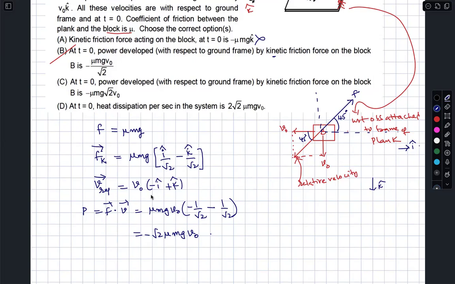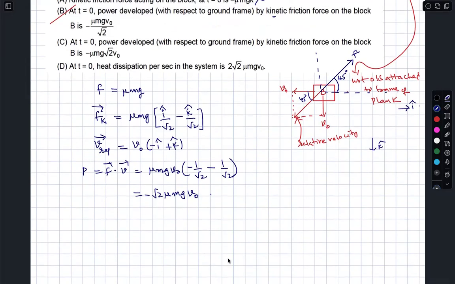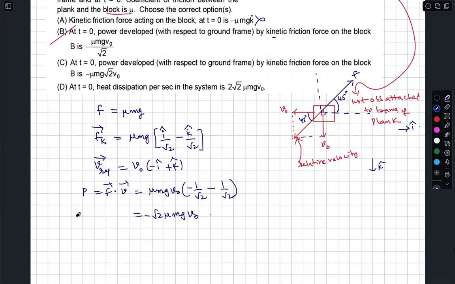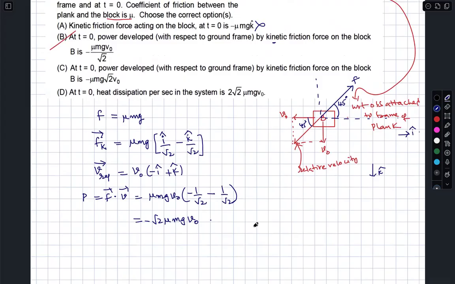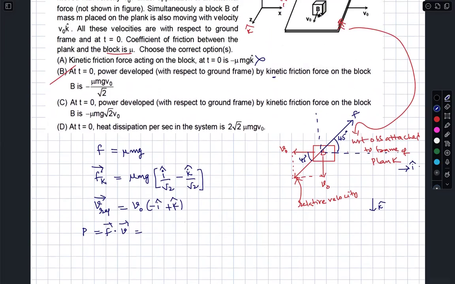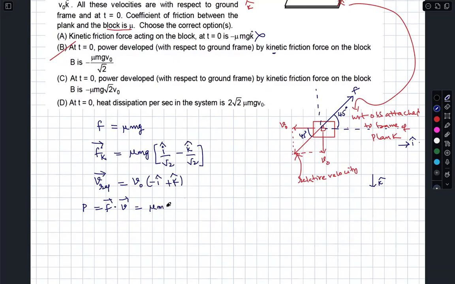And I have done one mistake here. What is the unit of v naught? No, one minute. The mistake which I have done, I have identified. The velocity I used is in the frame of the observer. Till here I am right. So, the actual velocity is in this direction. So, F bar is correct only. Mu mg by root 2 times i cap minus k cap is correct.